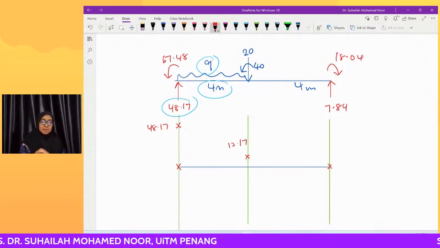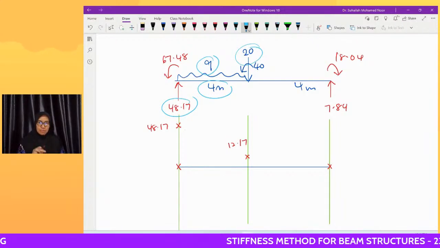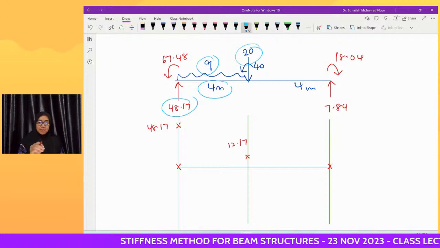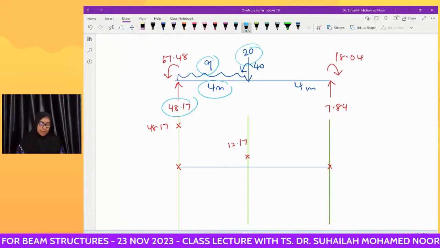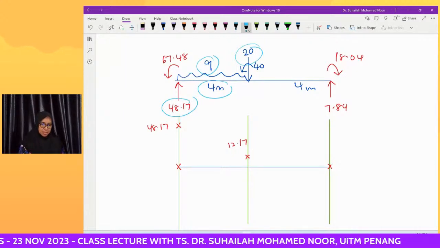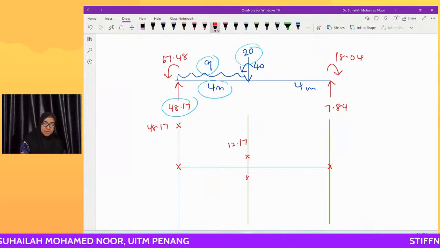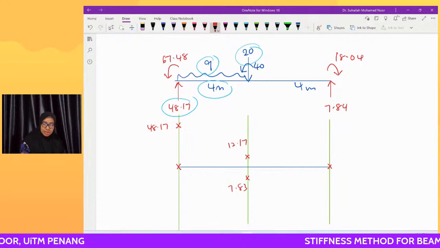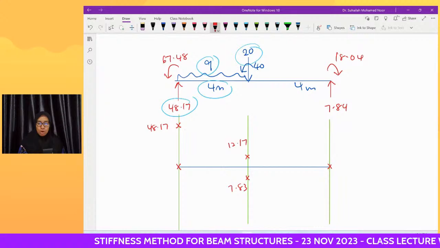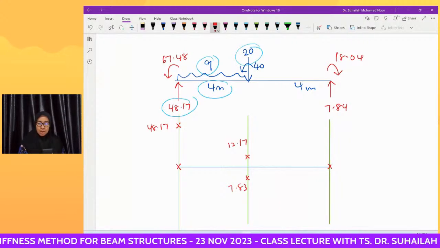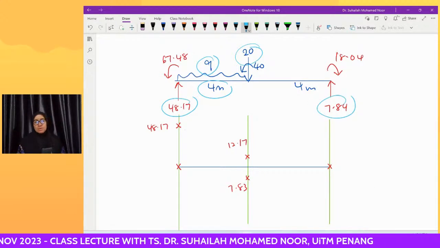Then we meet this 20. This 20 means that from 12.17 we have to subtract, because it shows the downward direction. So we minus 20, and it is negative 7.83. And now no more load, which means it must go straight until it meets this point, 7.84.